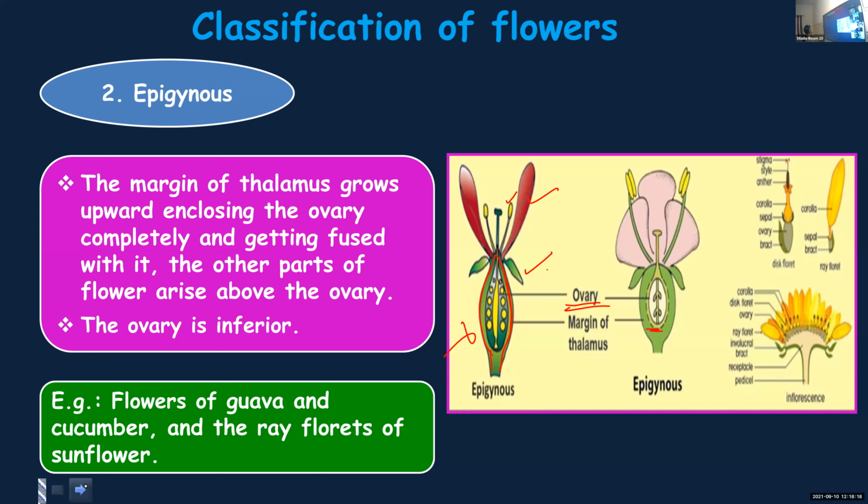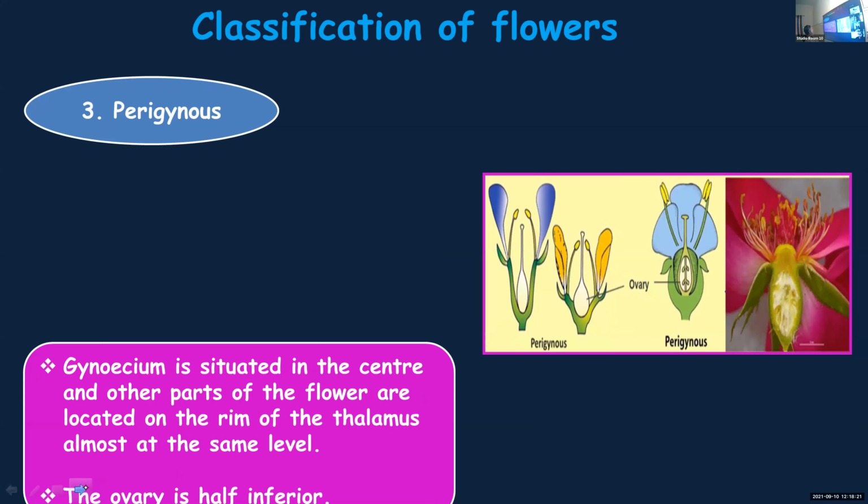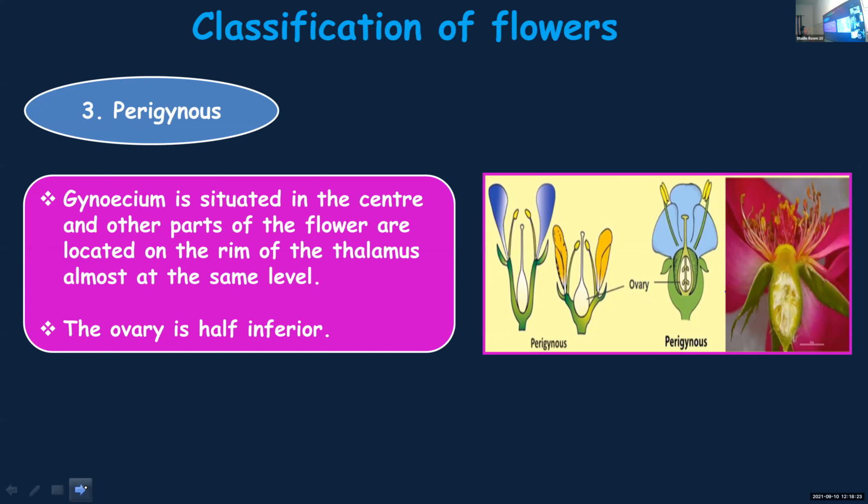Now moving on to the third type, perigynous. Gynoecium is situated in the center. In the other two flowers, it is either superior or inferior, occupying the highest or lowest position. But here, gynoecium is situated in the center, and the other parts of the flower are located on the rim of the thalamus, almost at the same level. So here you can see, the ovary is situated in the center. It is not superior or inferior. It is actually half inferior.